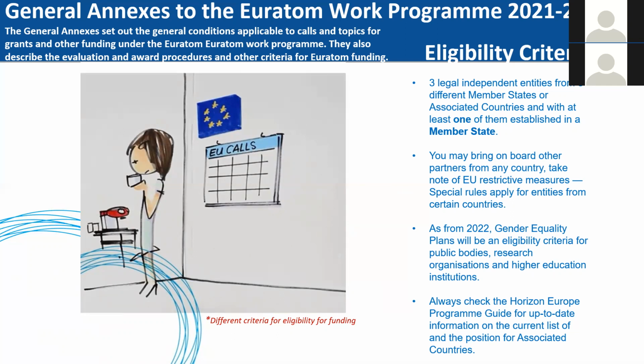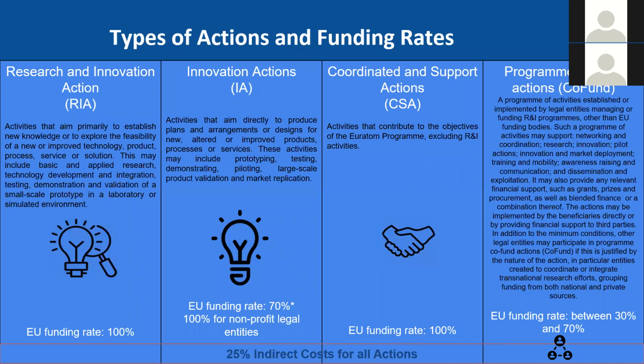Moving on. In Euratom, again, we have the same types of actions similar to Horizon Europe, where we have the research and innovation actions, coordination and support actions, and also program co-fund actions for the European partnerships on Euratom. The funding rates are the same. The only main difference here being for the co-funded, the funding rate is between 30% and 70%.